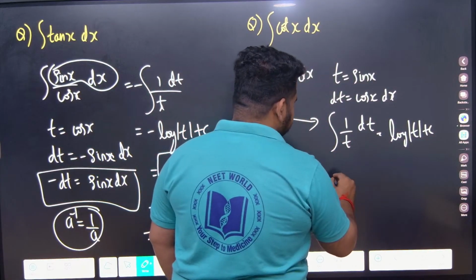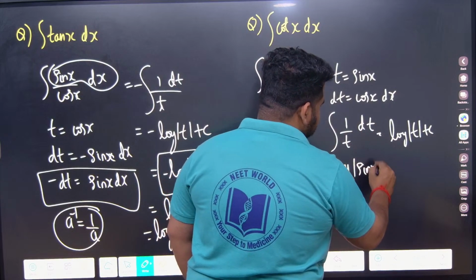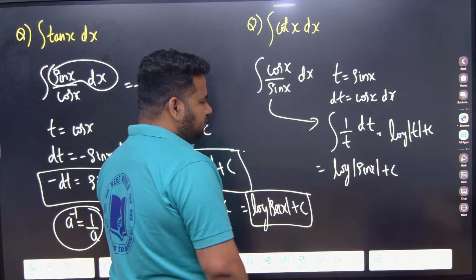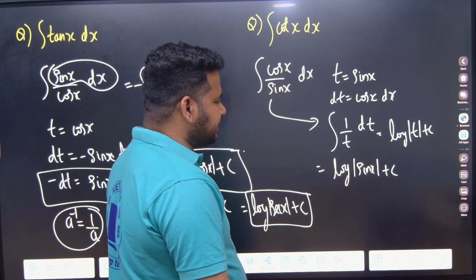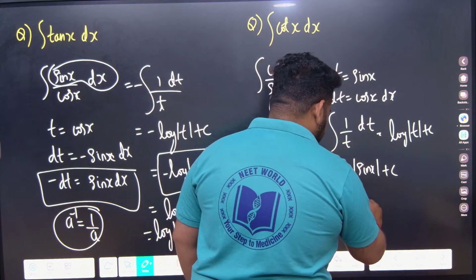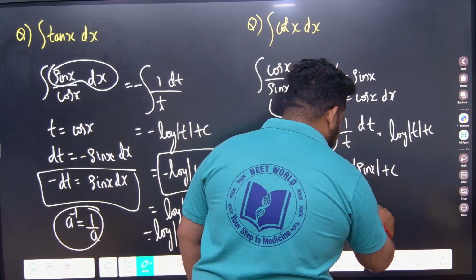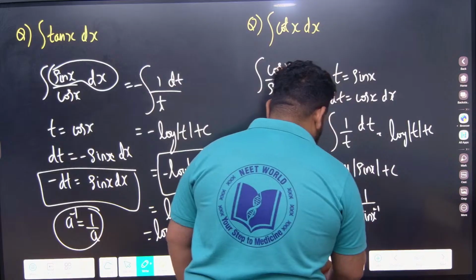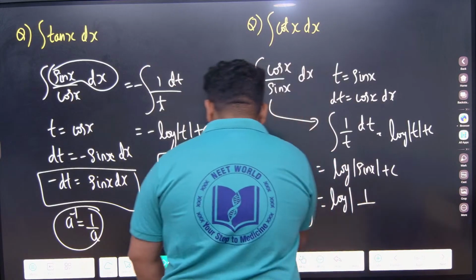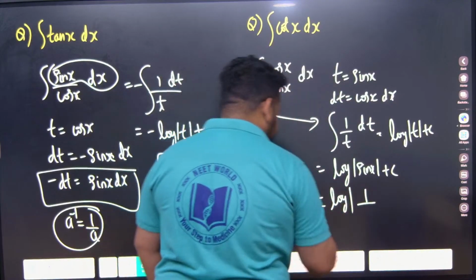So log mod t plus c. Log of t is what? I took sin x, so it is log mod sin x plus c. So this I can convert into what? I can write it as log mod sin x. If I bring it down, I will have sin x to the power of minus 1. Or if I bring sin x down, this will become equal to sin x. Observe carefully, sin x is there.